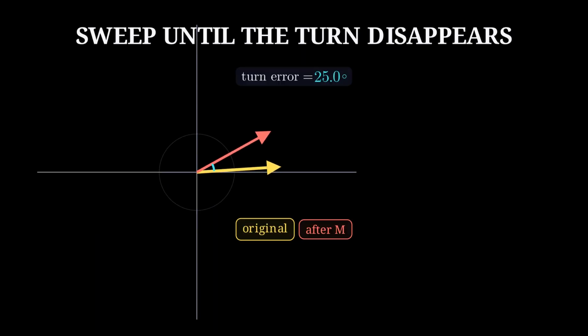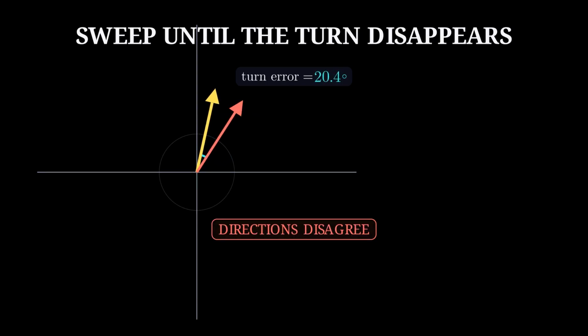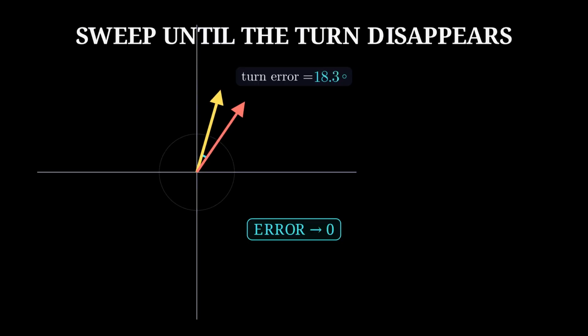Instead of guessing an eigenvector, rotate one probe arrow slowly through every possible direction. For each angle, compare the original arrow with its transformed image under the matrix. Usually the two arrows disagree. The transformed arrow points somewhere else, so the turn error is positive. But near the diagonal the error shrinks. The two directions are getting closer and closer to alignment.